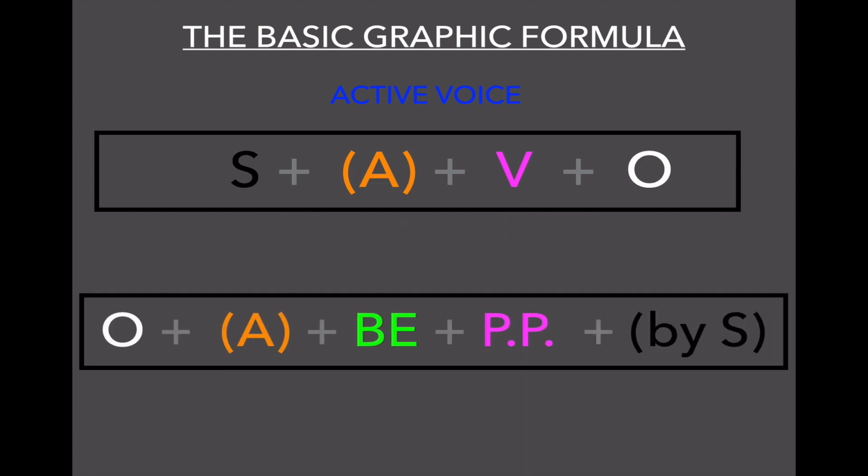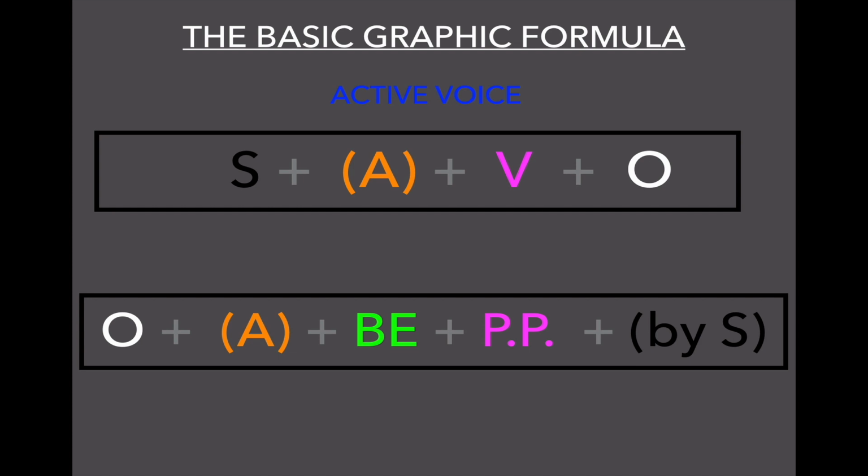You place the object first, then if you have the orange, the auxiliary, you have to use it if there is one. That's why it's in parentheses. Sometimes there is no auxiliary. Then in green, you always have to have the verb to be, always, right? So how do you change it? Depends. If in the original active sentence you have present, then you use the verb to be in present. If it's progressive, you use progressive. If it's present perfect, you use the verb to be in present perfect, right?